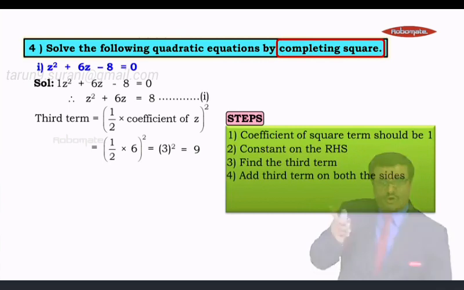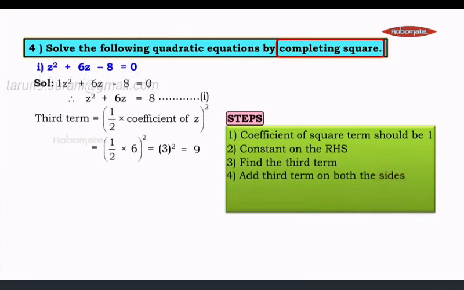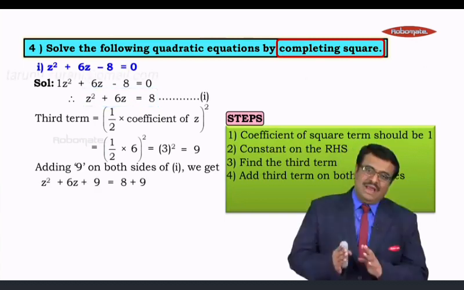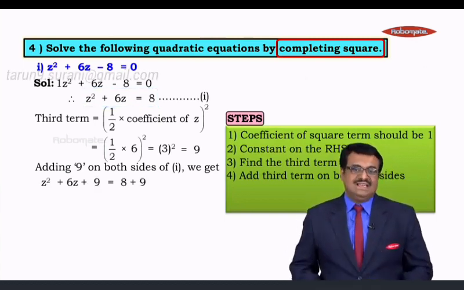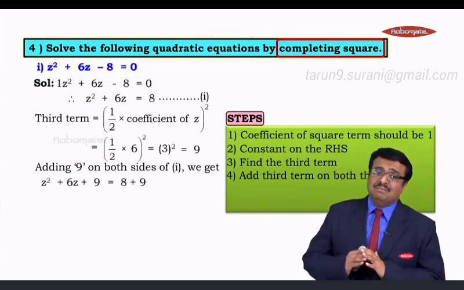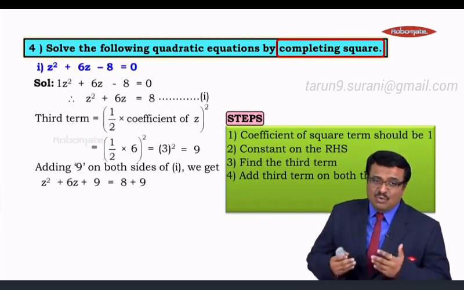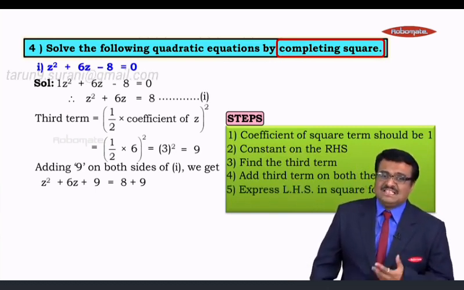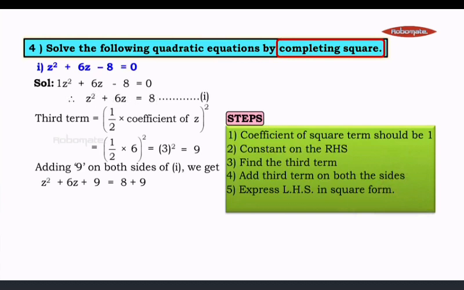Now the fourth step, what is the fourth step? Add this third term on both the sides. So let us add the third term to both the sides. Adding 9 on both the sides, we get z square plus 6z plus 9 is equal to 8 plus 9. 9 we added on both the sides. The moment you add this third term, the left side becomes a complete square. And how will you express it like a complete square? It's very simple. Express the LHS in the square form.